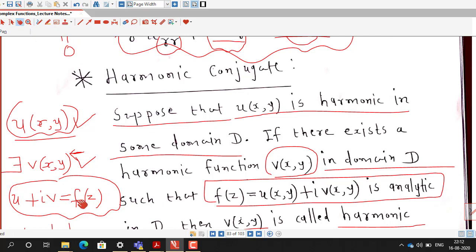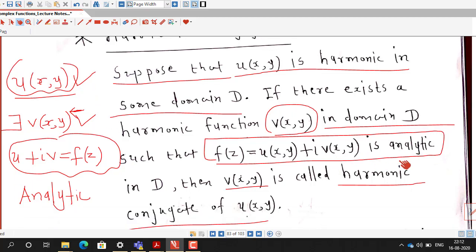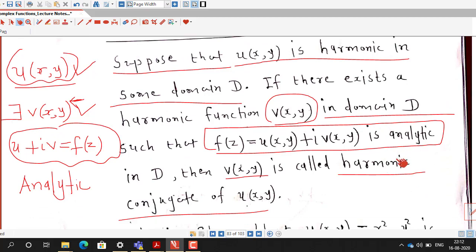So this is the important definition, harmonic conjugate. If you want to show that v is the harmonic conjugate of u, you just have to show that the function u plus iv is analytic in the domain D. And remember, if v is the harmonic conjugate of u, it is not necessary that u is the harmonic conjugate of v. It is not like complex conjugates.